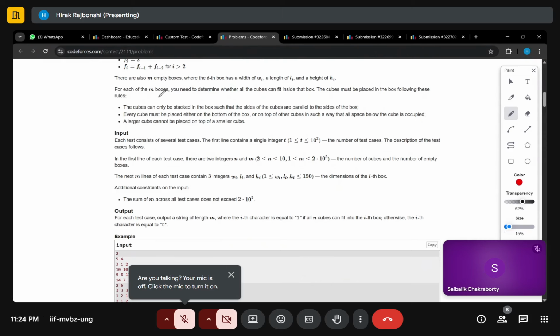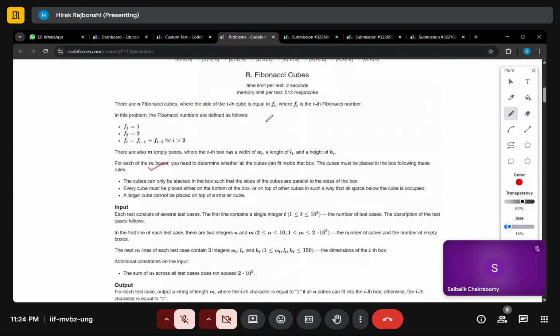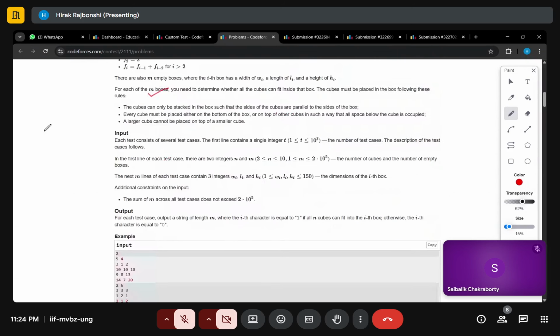Now the question asks, you are given the dimensions of m boxes. So the question is, which of these m boxes can store all these n Fibonacci boxes. So we have to print a string of size m. If s of i is 0, then this means that the ith box cannot hold all the n boxes. If this is 1, then the ith box can hold all the n boxes.